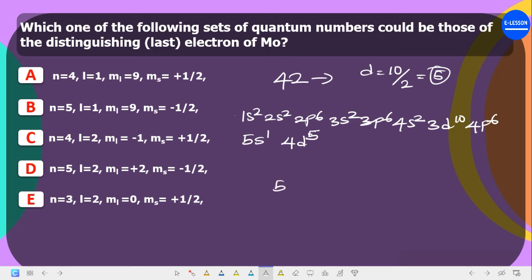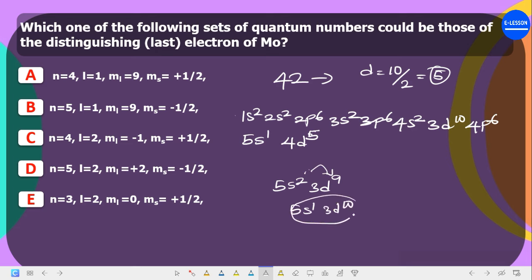Now, same thing is applicable if it is 5s2, 3d9. Now, what do you do in that case? You promote one here. When the d orbital is fully filled, it confers more stability. So you promote one electron to this place. And then this becomes 5s1, 3d10.